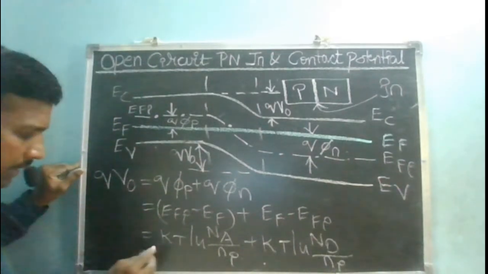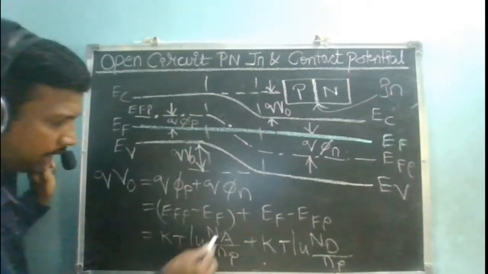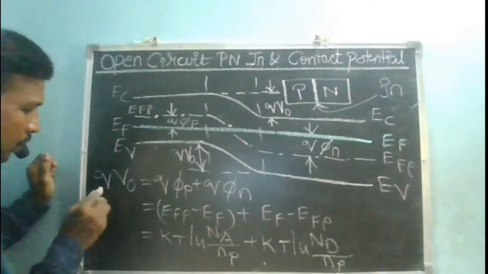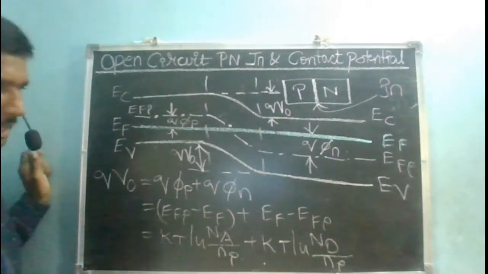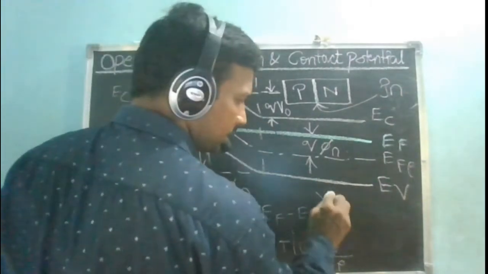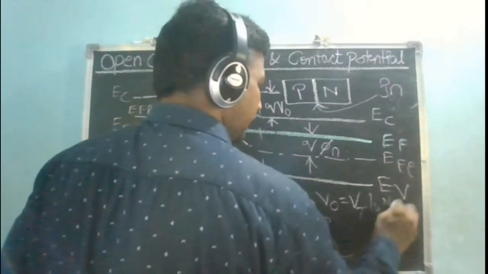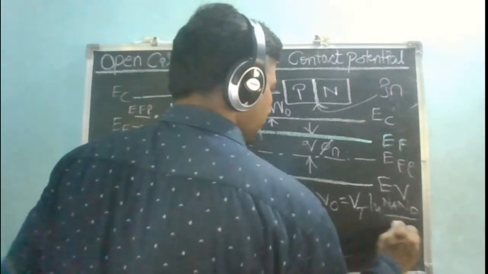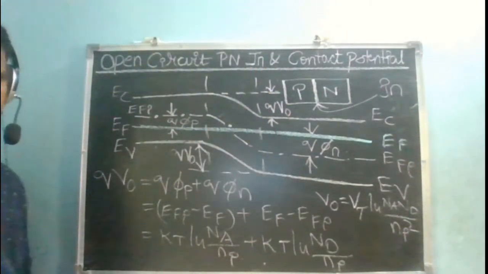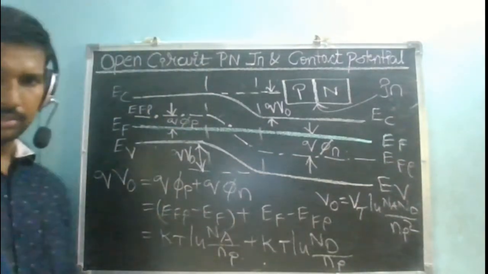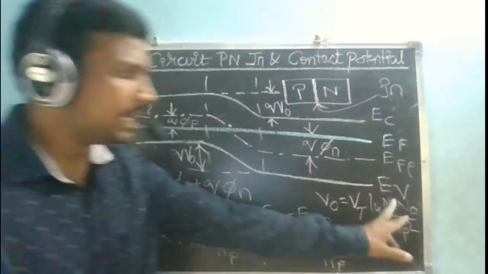Now you can take kT common: kT into ln A plus ln B, which is ln AB. So ln Na Nd by Ni square. Bring this Q to the other side. So V naught is equal to kT by Q ln Na Nd by Ni square. So the expression for V naught is Vt ln Na Nd by Ni square. Is this okay? Yes, sir. So is it a constant or not? For a given PN junction, is V naught constant? What is Na?